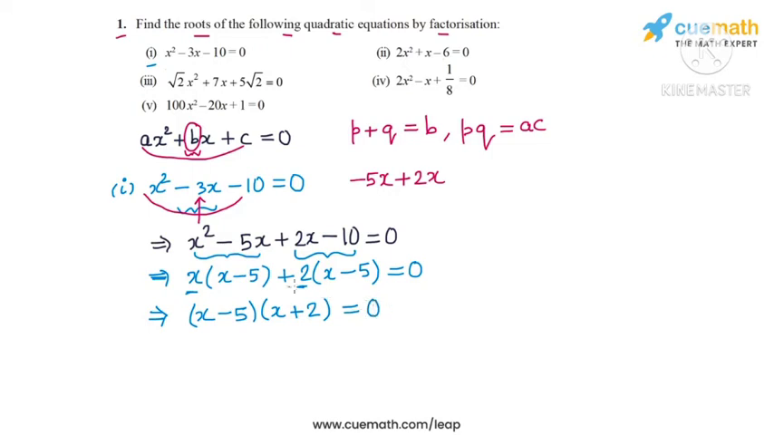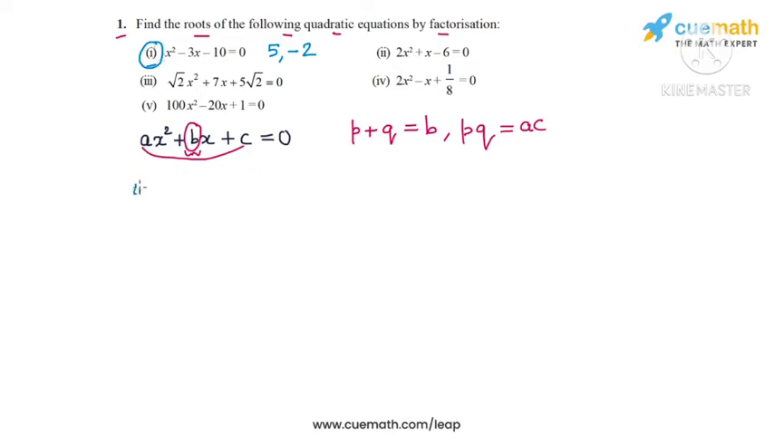Now we have factorized the quadratic into two linear factors. We can now easily write the roots of this equation. The roots of this equation are x equal to 5 and x equal to minus 2. So let's write the roots here, 5 and minus 2. So that solves part 1. Now let's do part 2.